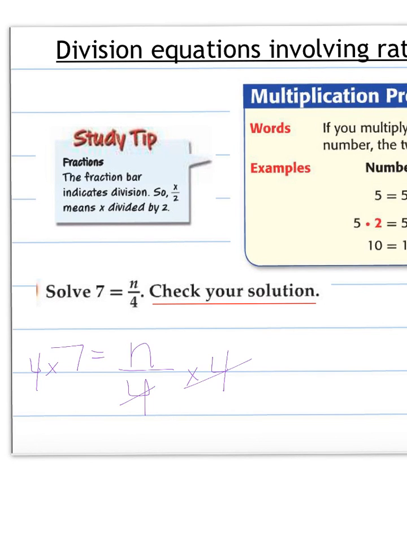So those 4's cancel. 7 times 4 is 28. So n equals 28. And now, if we go back and check, plug this back in, 28 divided by 4 equals 7. So our answer does work.